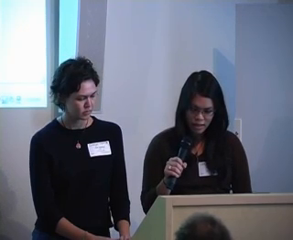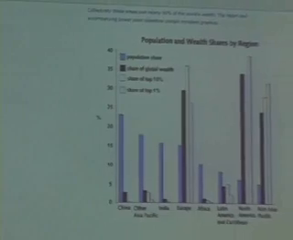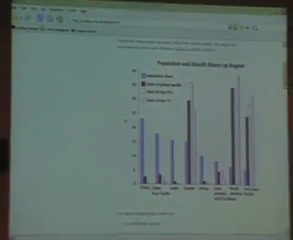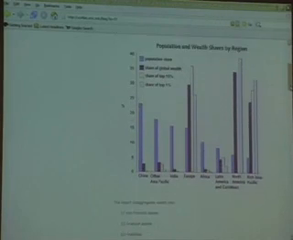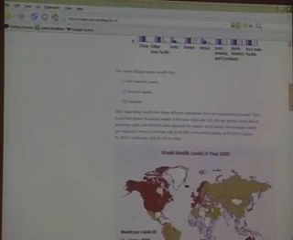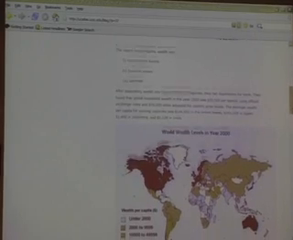I try to begin by summarizing the key points, and oftentimes we look for things that have good visualizations. As you can see, this one has various comparisons of countries in bar graph form. And I just list a lot of easy bullet points.